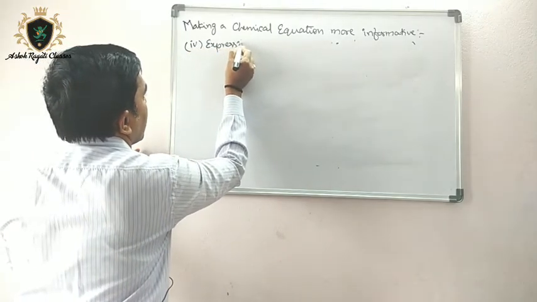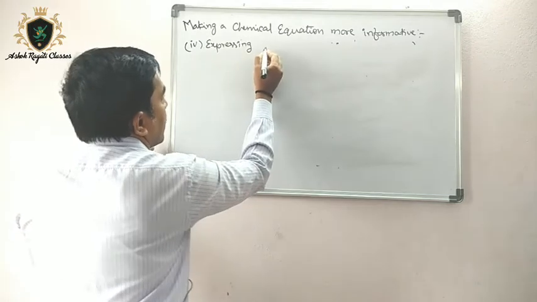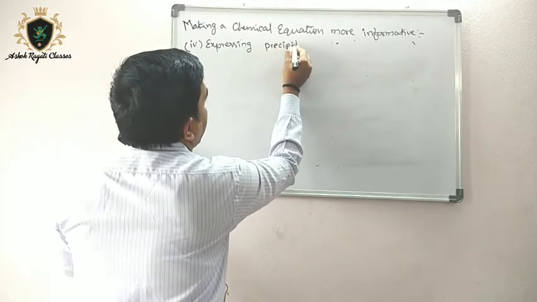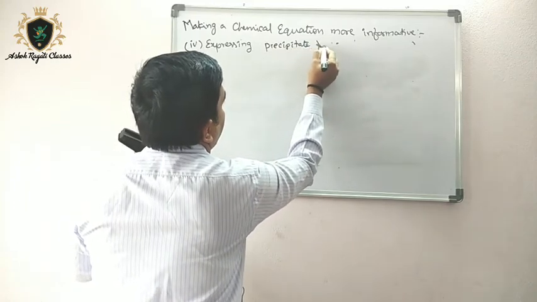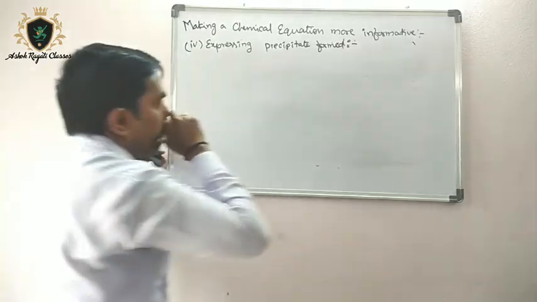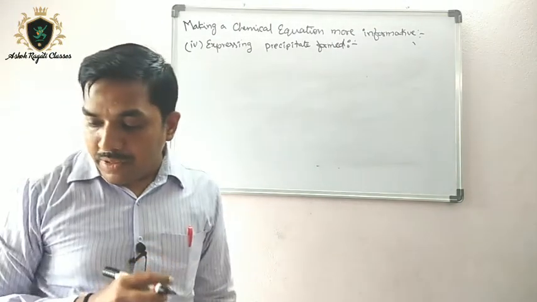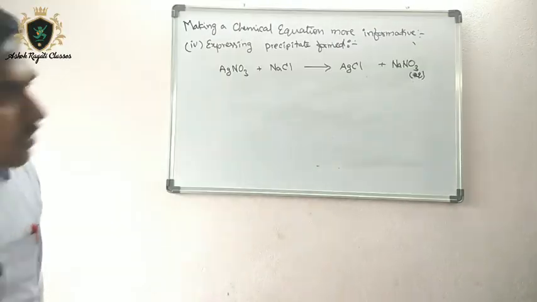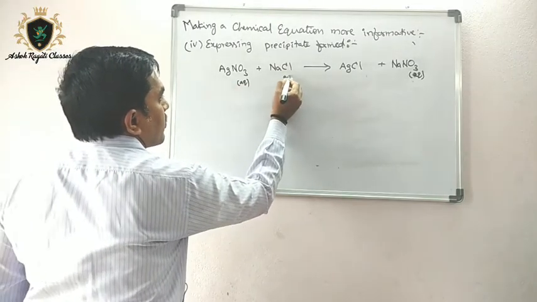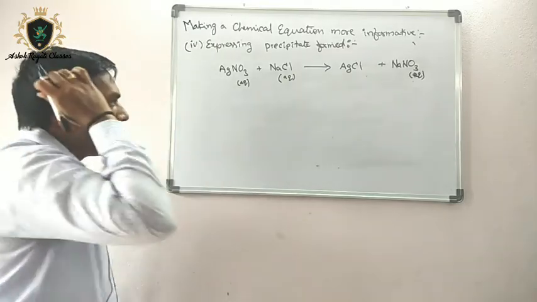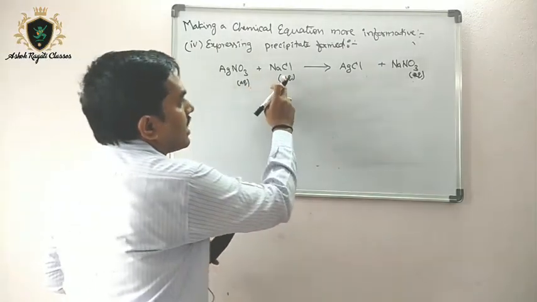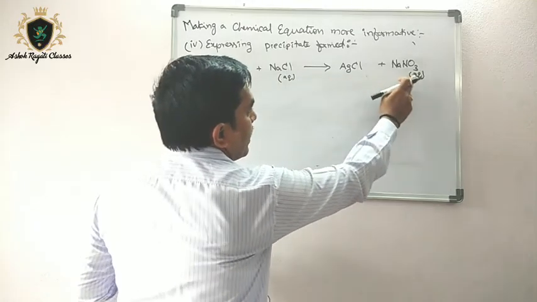Expressing precipitate formed. Let us take this example: AgNO3 plus NaCl gives rise to AgCl plus NaNO3.